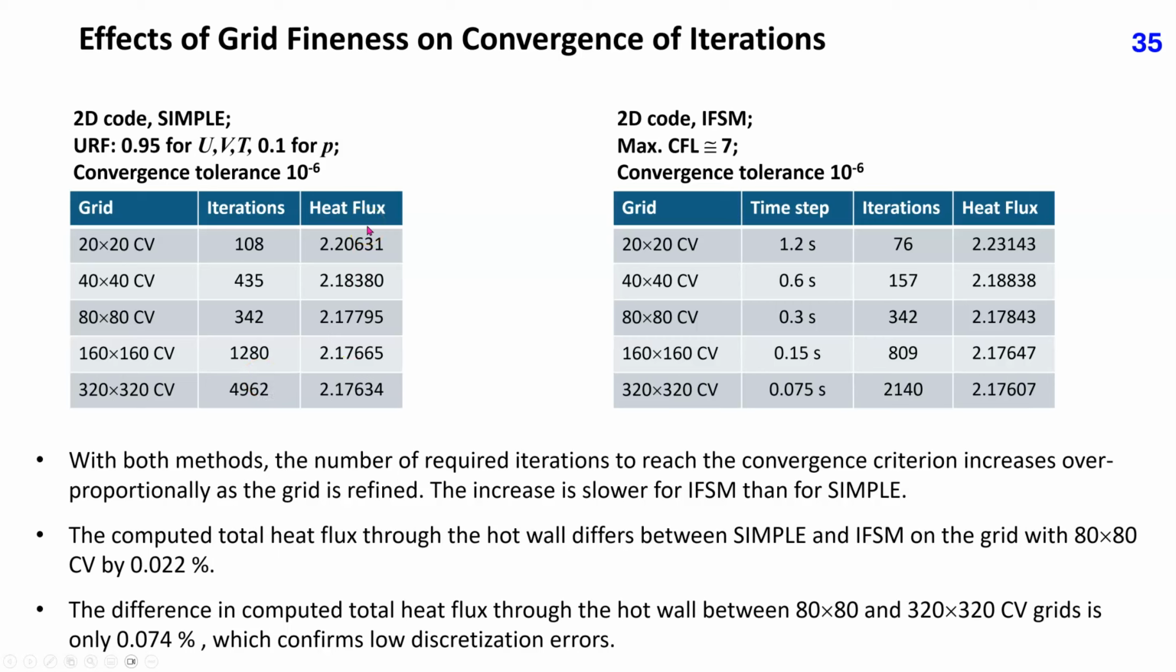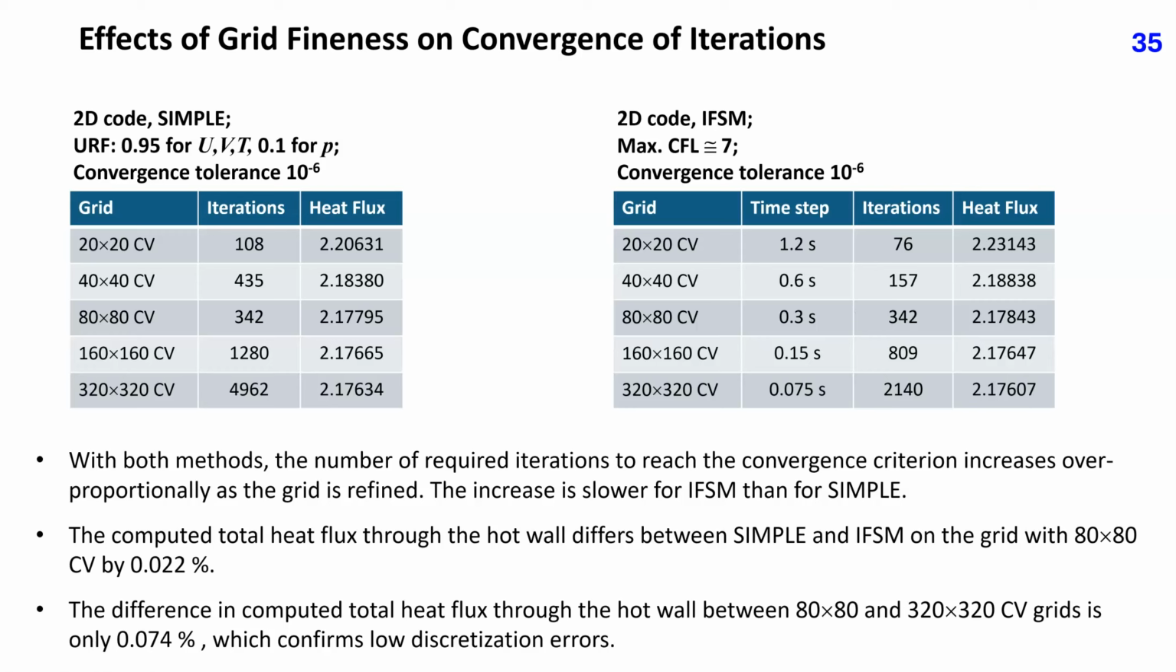The flux through the cold wall is the same within the convergence tolerance. The right table shows the same information when IFSM is used instead of SIMPLE, with the addition of time step size. Time step is halved each time the grid is refined to keep the CFL numbers the same.